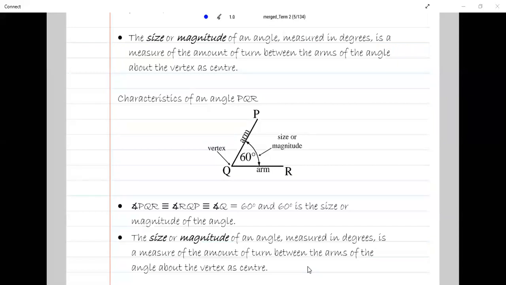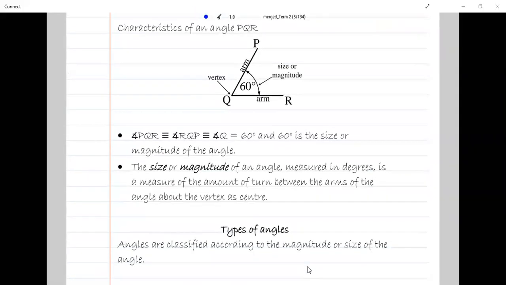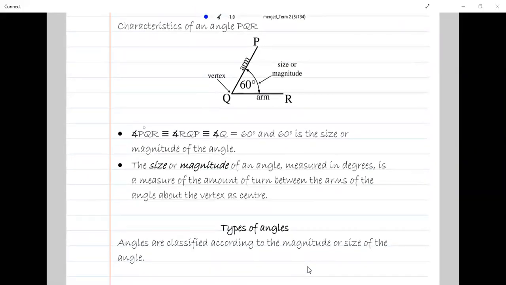All right, in the diagram, right here, this reads angle PQR. Now, angle PQR is the same as angle RQP, which is the same as angle Q, and that angle is equal to 60 degrees, and 60 degrees is the size or magnitude of the angle.